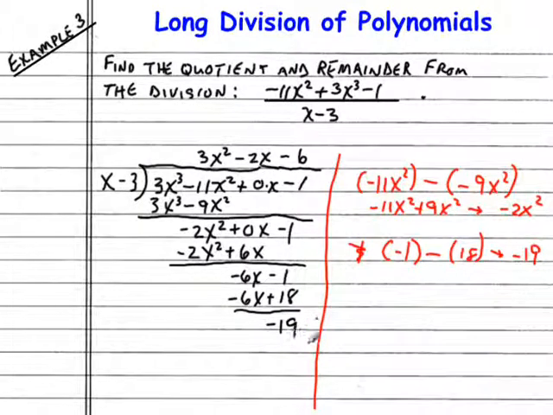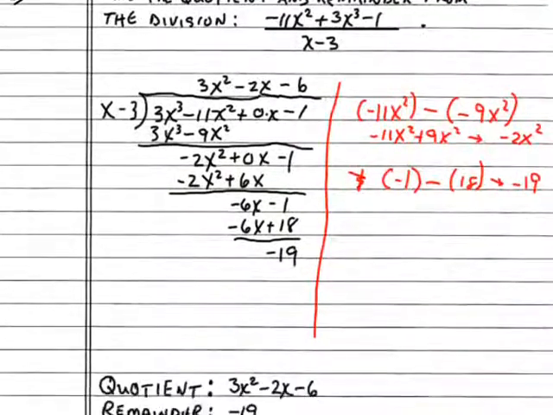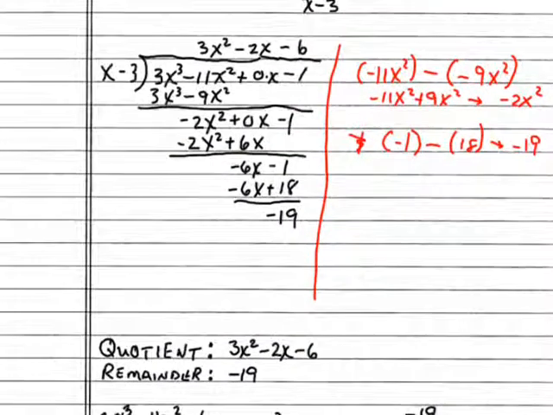And then we consider whether to continue. Well, the degree of a constant is 0. The degree of the divisor is 1, and so the degree of the remainder is smaller than the degree of the divisor. That's when we stop. So we see this division gives us a quotient of 3x squared minus 2x minus 6, with a remainder of negative 19. Now I've recorded that ahead of time. There's our quotient and our remainder.